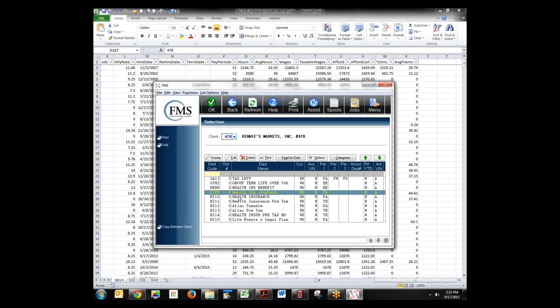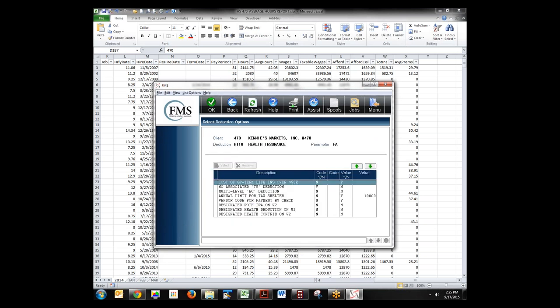When I go into a health insurance deduction and you go into options on the second page, there's a healthcare cost option. This is what the report is looking for. So this is turned on, it's going to have an asterisk on the left, and employee deductions for this deduction code will be included in the report.